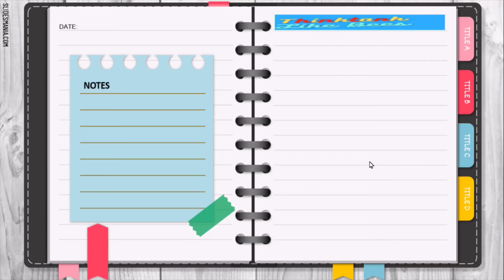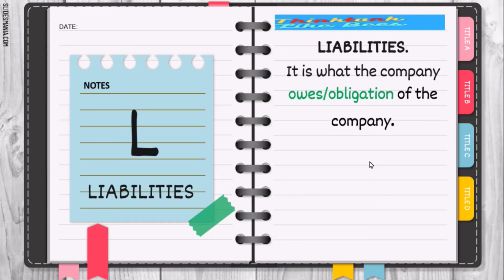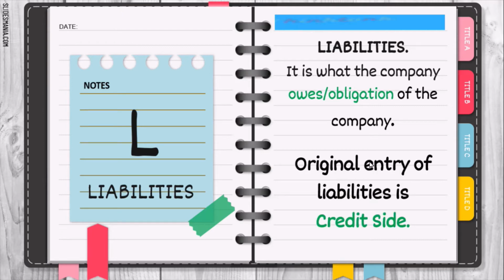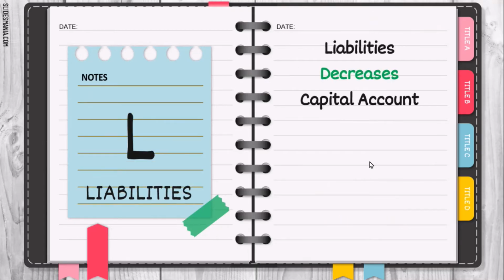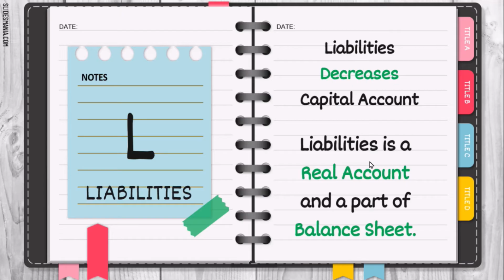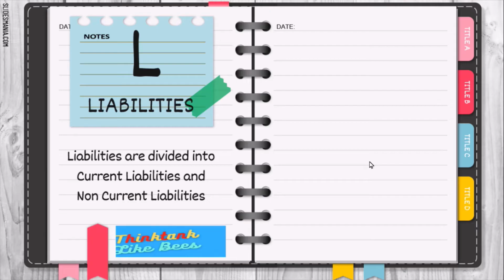The next account that we have is what we call the L, or liabilities. Liabilities are what the company owes, or the obligations of the company. The original entry of liabilities is the credit side. Liabilities decrease the capital account. Liabilities is a real account and also part of the balance sheet. Liabilities are divided into current liabilities and non-current liabilities.